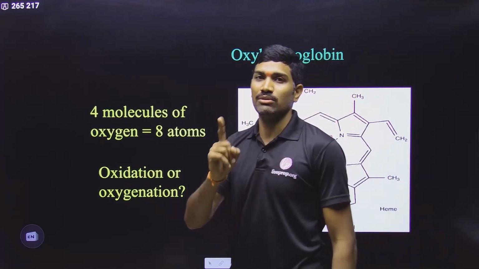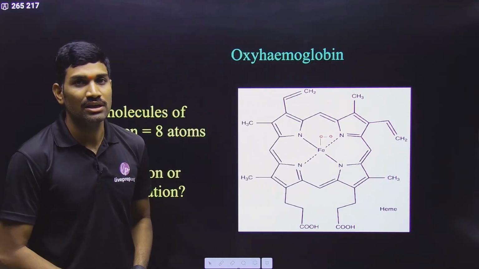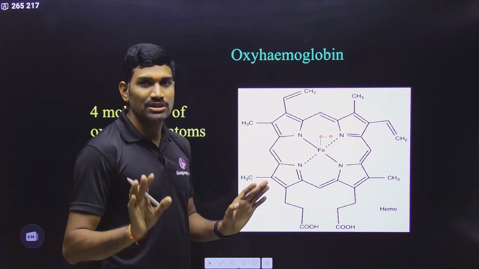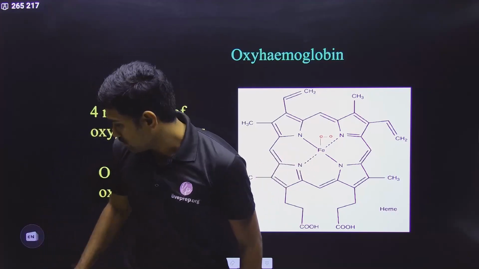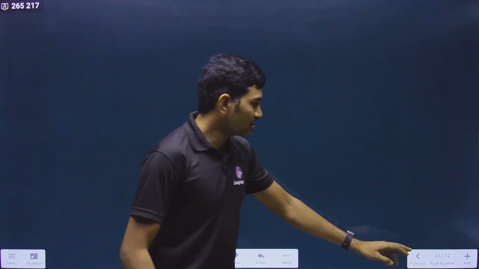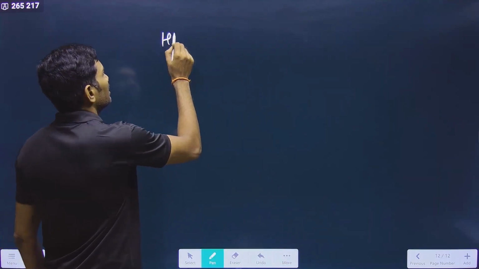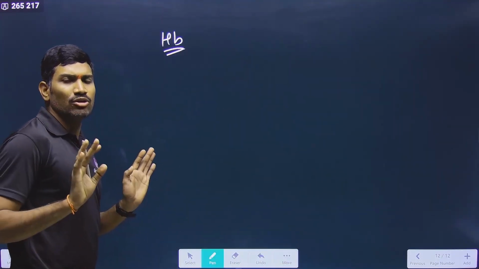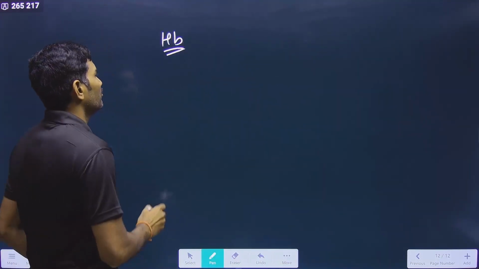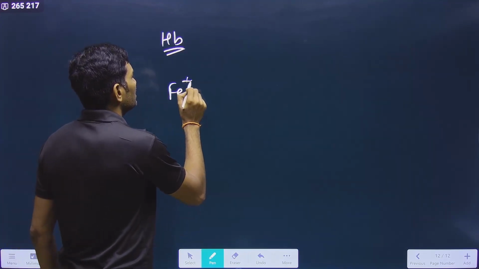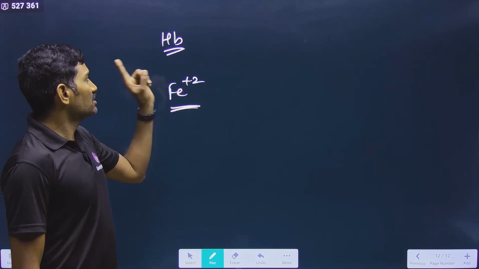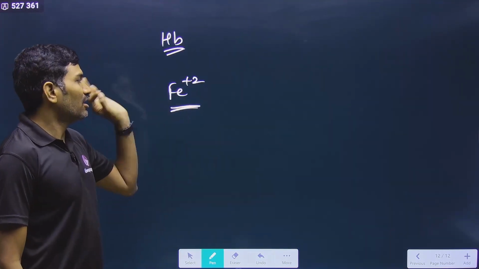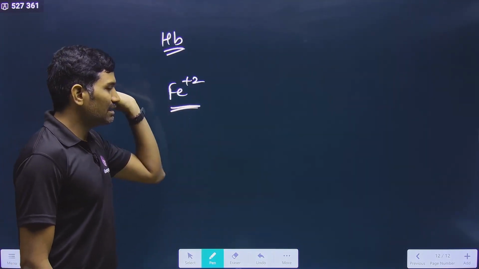This is a very important point. Many students are not focusing on this. It is very important for competitive examinations, so observe carefully. When oxygen is not attached, now let us see. When oxygen is not attached, that means it is simply hemoglobin. Within the hemoglobin, what is the oxidation state of iron? It is Fe+2. When oxygen is not attached, then the oxidation state of iron is Fe+2.